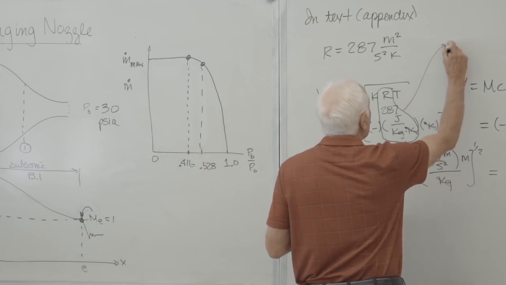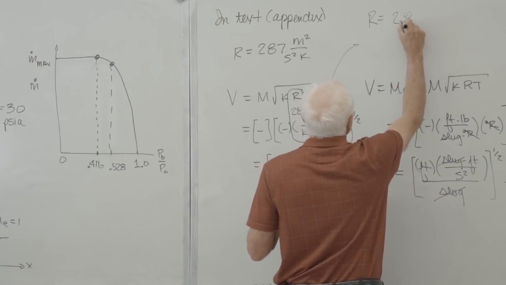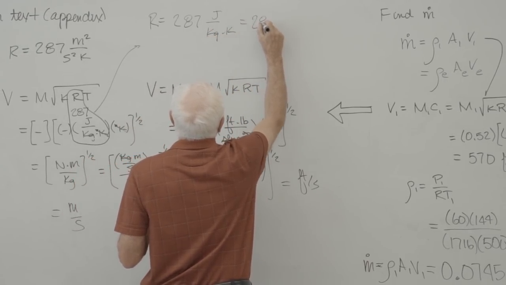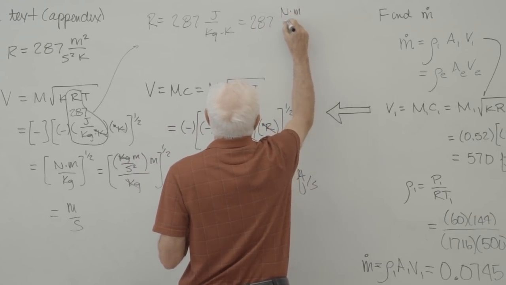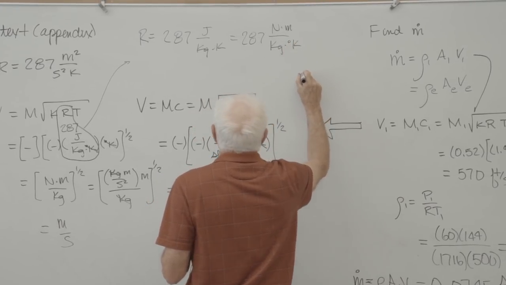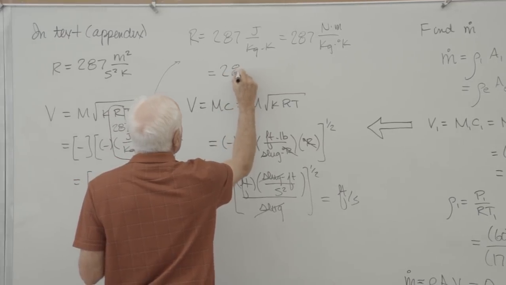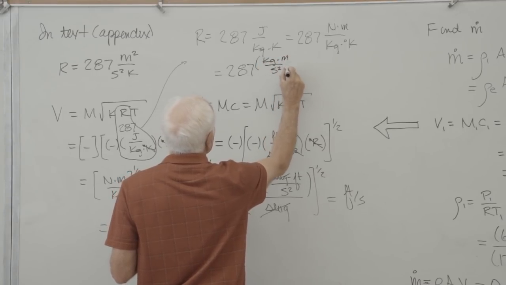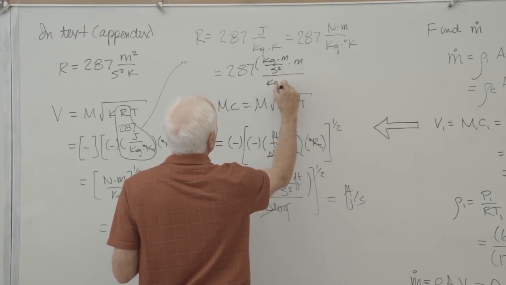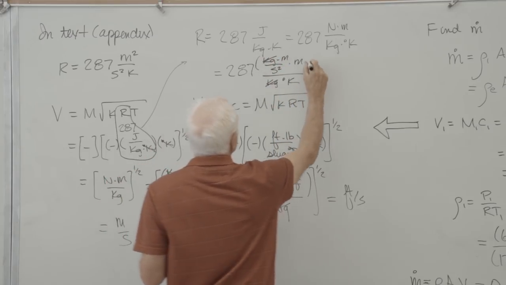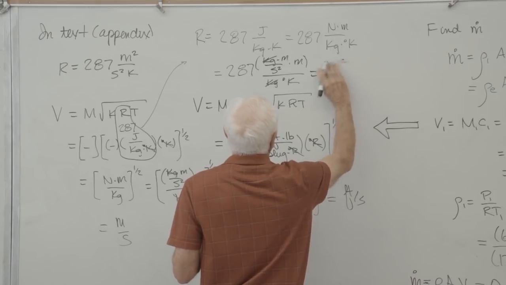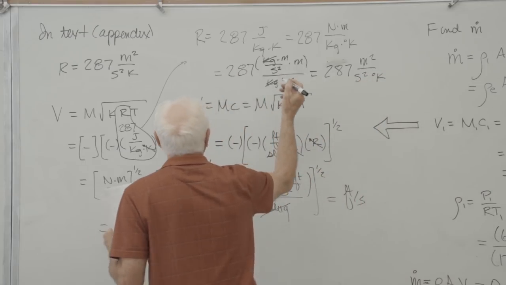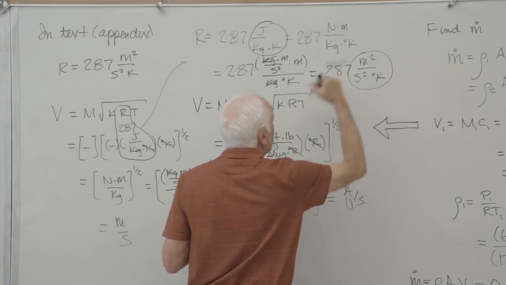So start off with this guy here. R equals 287 joules per kilogram K. What's a joule? A newton meter. Kilogram, degree K. Okay, 287. What's a newton? A newton is a kilogram meter per second squared times meter divided by kilograms, degree K. Kilogram cancels. Meter squared, 287 meter squared per second squared degrees K. Oh yeah, they're the same thing. One of those guys is the same as one of those guys.